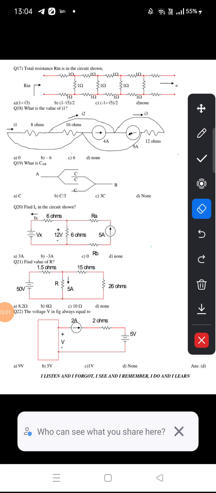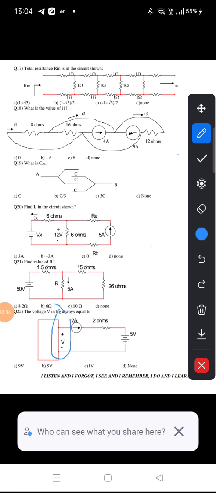Okay, next question. The voltage V in the figure is always equal to... see here, in this question he is asking to calculate the voltage at these two terminals, right? That means we need to define the voltage across a current source, but practically across a current source we cannot define voltage. Hence the answer is cannot be determined. Across a current source we cannot define any voltage, hence we cannot determine. Option D is correct.